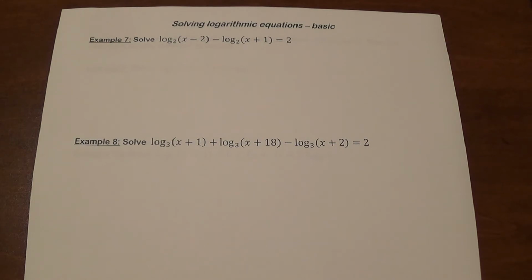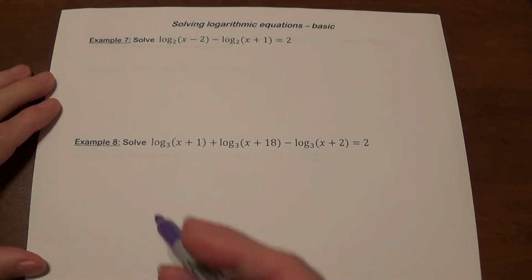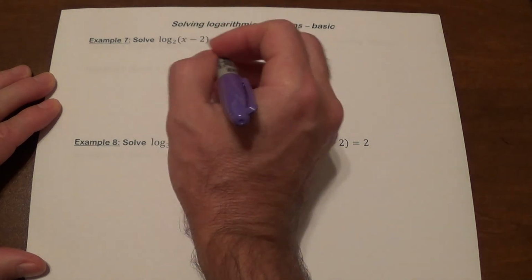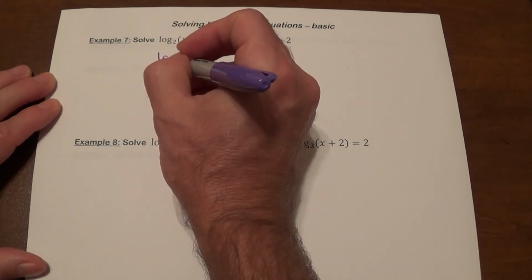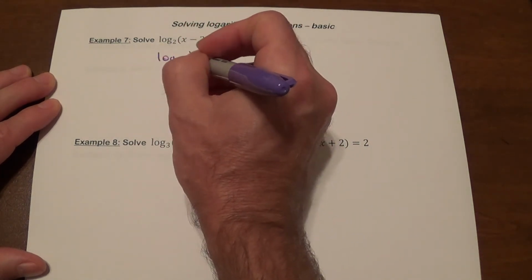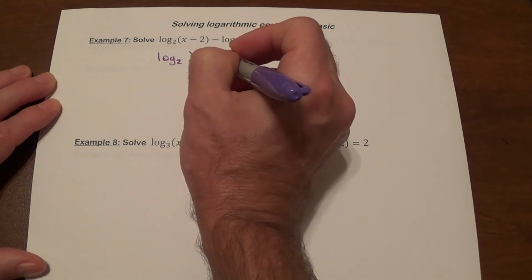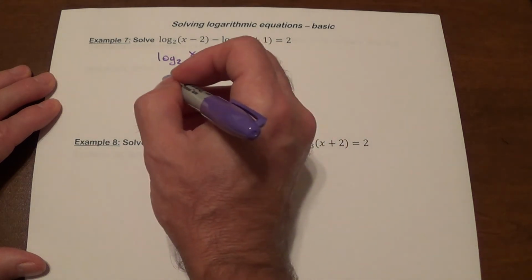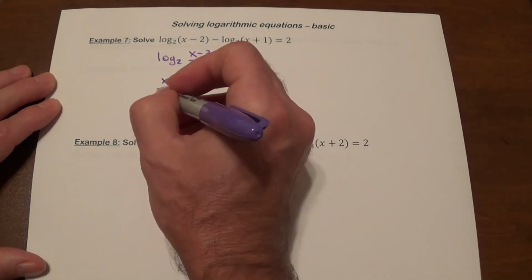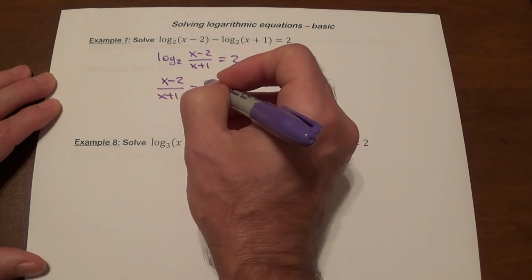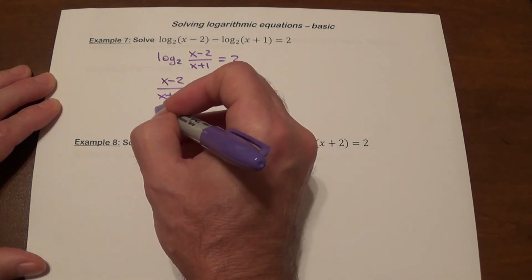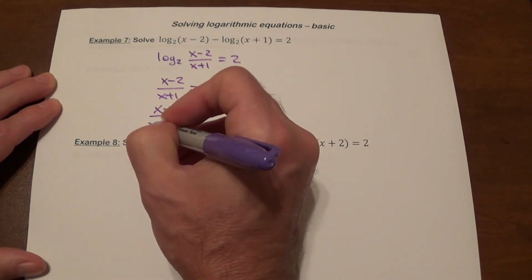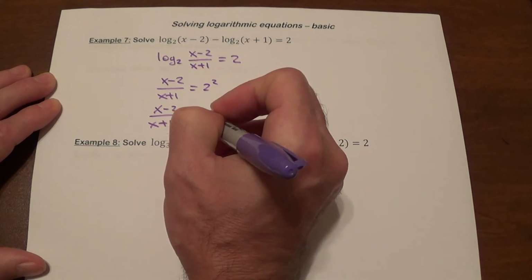This is a similar situation. We have two logs that we're going to need to combine. This is a difference, so that's going to become a quotient. Log base 2, (x minus 2) over (x plus 1) equals 2. Rewriting that in exponential form will be (x minus 2) over (x plus 1) equals 2 to the second power, so (x minus 2) over (x plus 1) is going to give you 4.